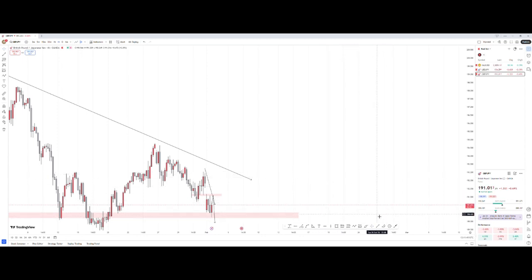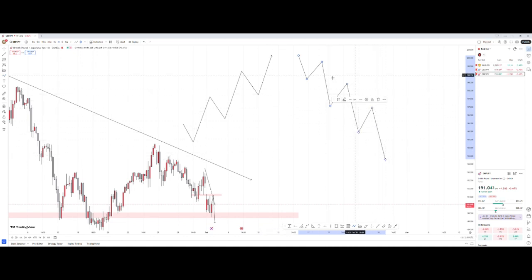If the market is in an uptrend, you see the market creating higher low, higher high, higher low, higher high, higher low, higher high. This is how you are going to see the market moving. If the market is in a downtrend, you see the market moving like this: lower low, lower high, lower low, lower high, lower low, lower high, lower low. This is how you're going to see the market moving.